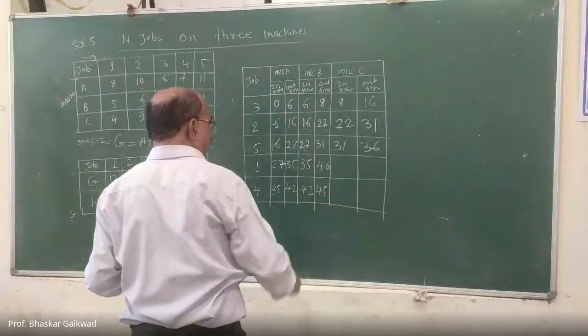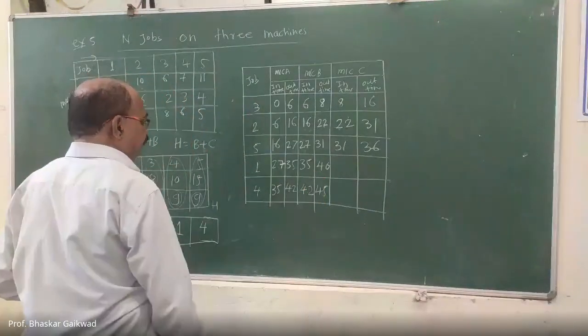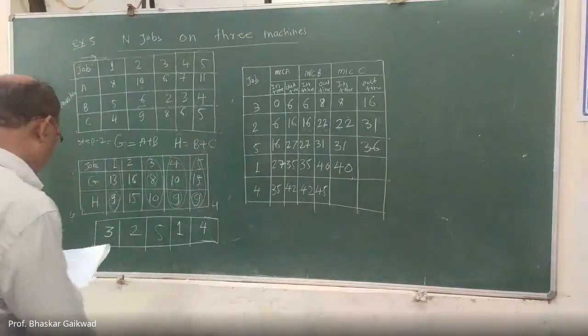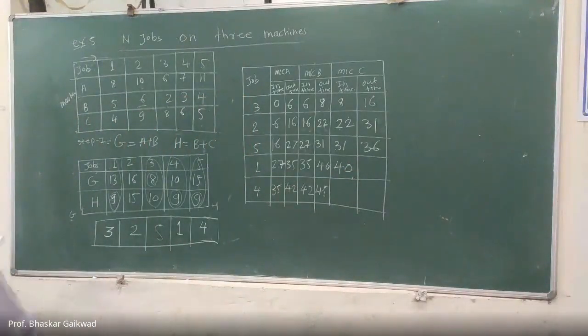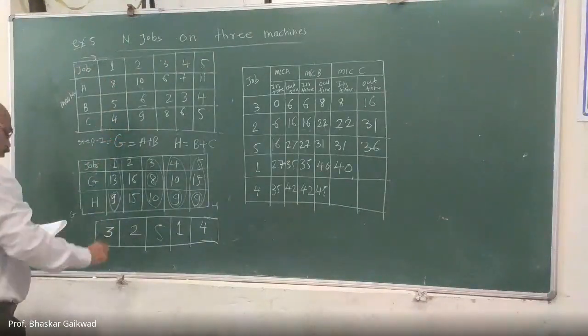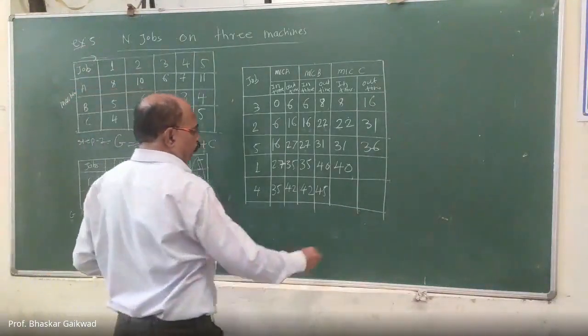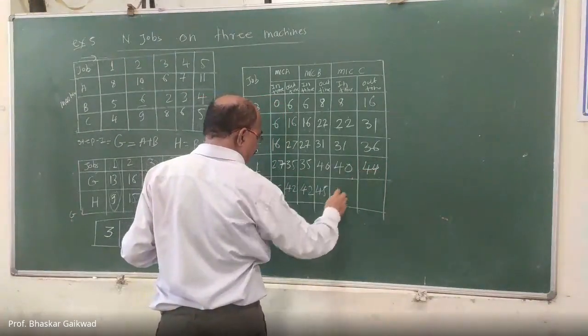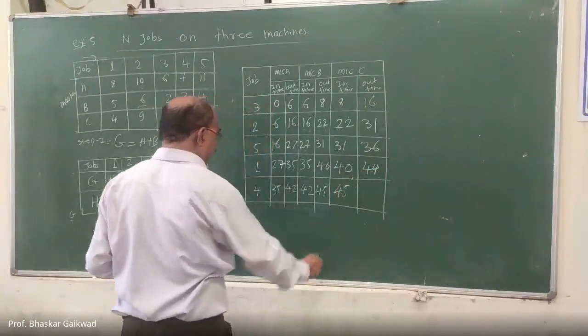Now here 36, here 40. So which is the maximum here? You can take that value, 40. What is the processing time for job 1? 1 on C machine is 4. So there is a 44. And now out of this and this, the maximum is 45.